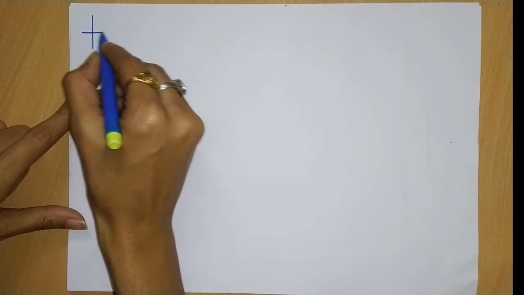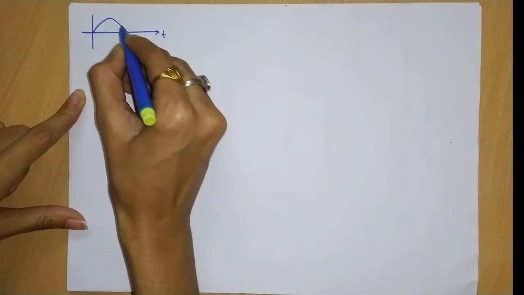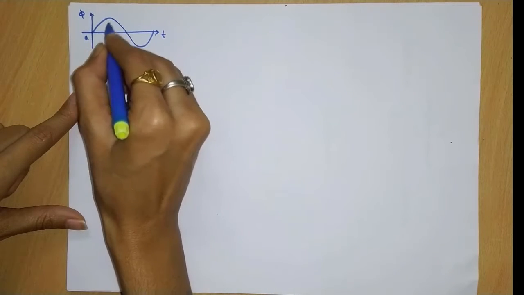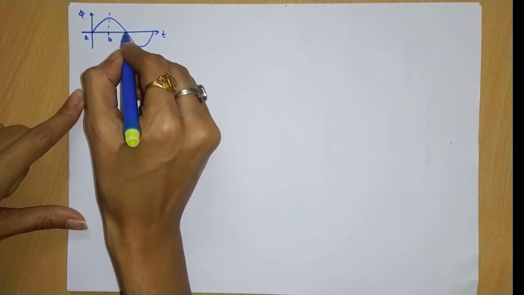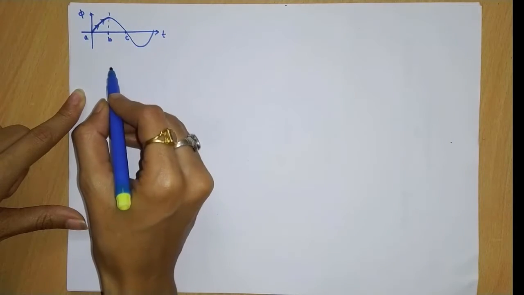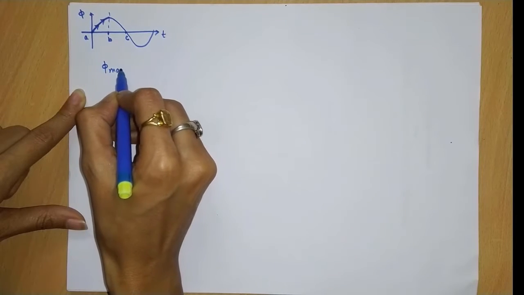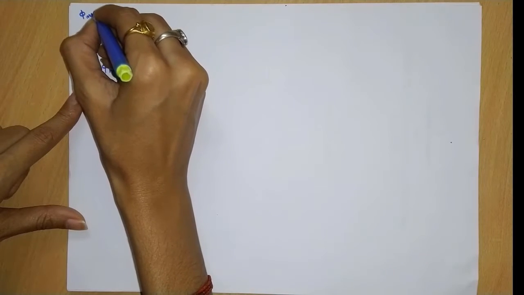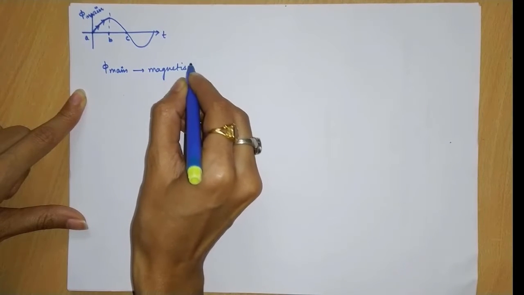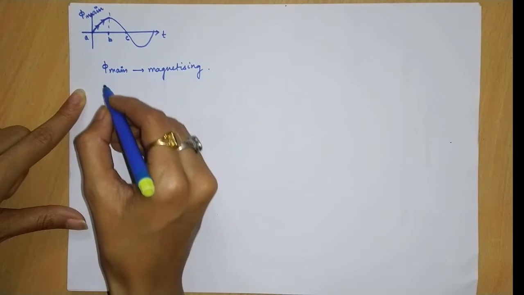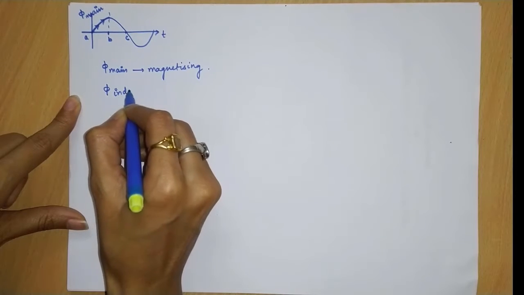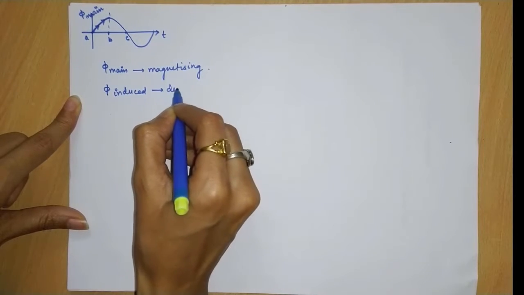Suppose I am having a time varying flux this way. This is duration A, B and C. From A to B, we can see that the main flux is magnetizing. Hence, to satisfy the Lenz law, the flux induced in the coil will demagnetize it.